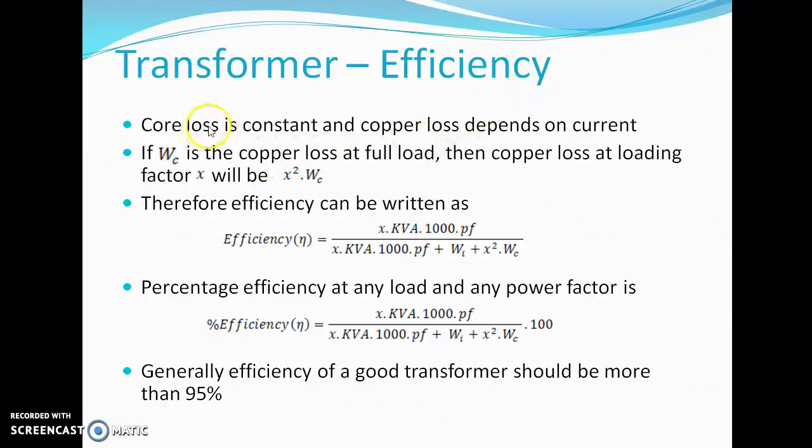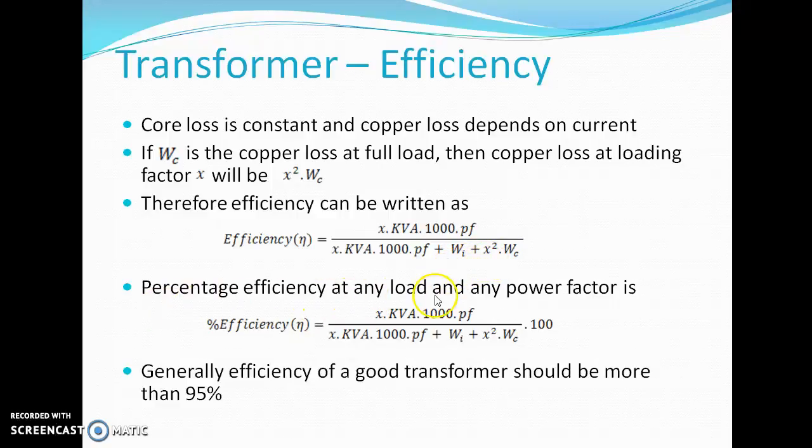The core loss in the transformer is constant because the applied voltage is constant, and copper loss depends upon current. If we consider Wc as copper loss on full load, then copper loss at loading factor x will be x square into Wc, and therefore the output will be x into kVA into 1000 into power factor, and the efficiency will be given by the formula x into kVA into 1000 into power factor, that is output divided by output plus core loss plus the copper loss, which is x square into Wc.